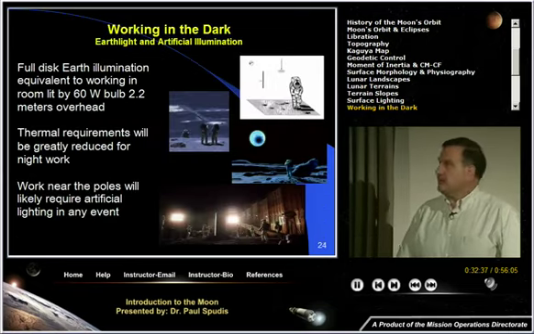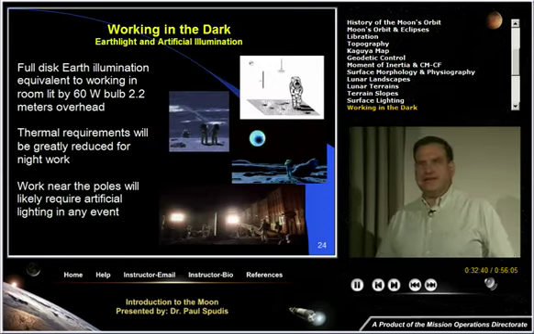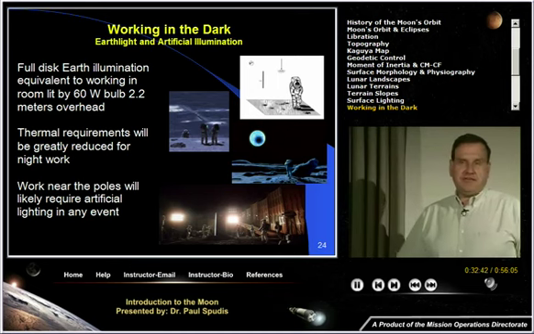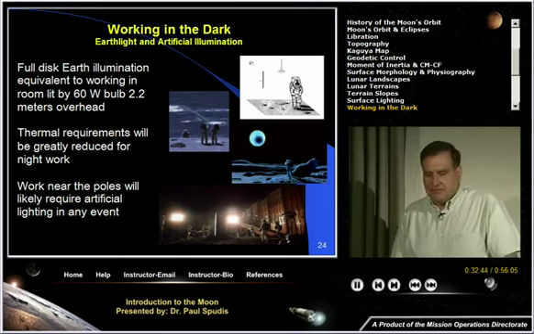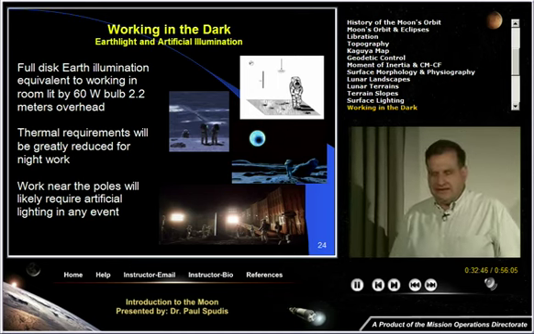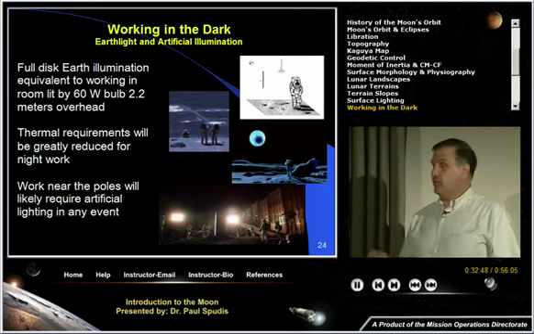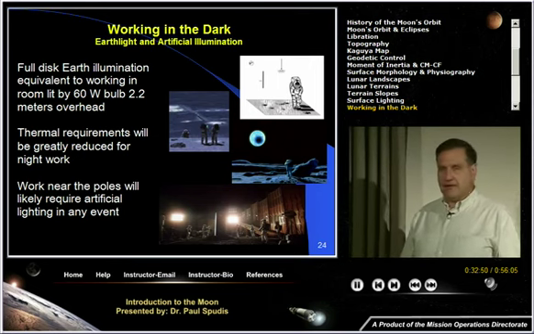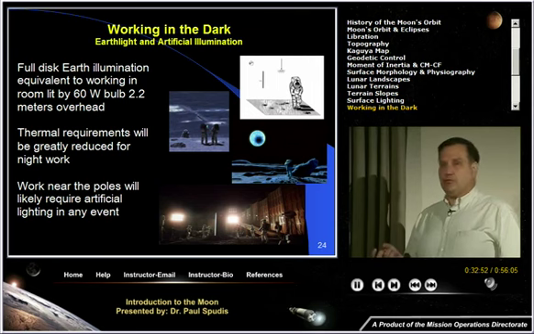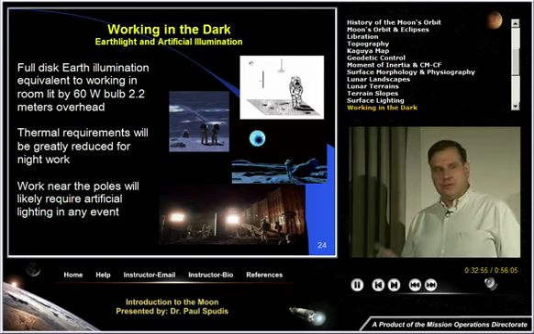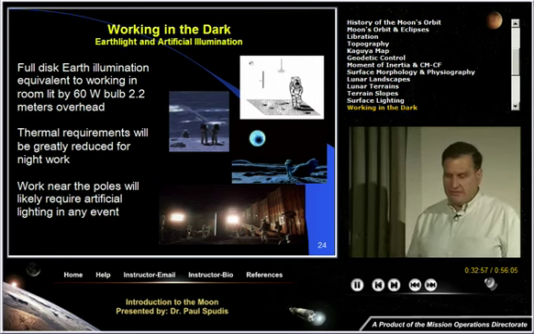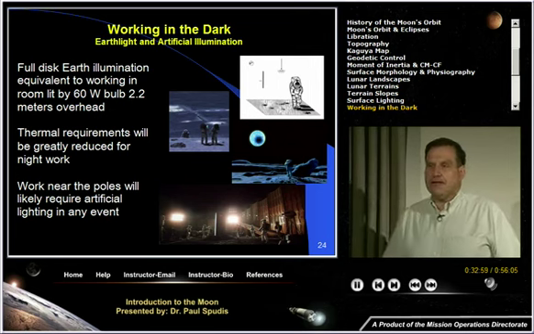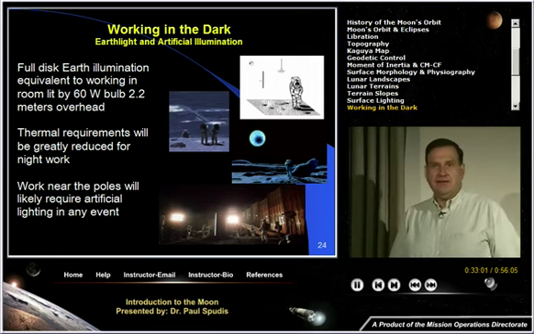Now, can we work in the dark? Well, there are a lot of bits of evidence that suggest that might actually be feasible. Dean Eppler did a study back in the 1990s looking at the effects of a full Earth illuminating the near side of the moon, and he found that it was very similar to working in a room with a 60-watt bulb suspended 2.2 meters overhead. So that's actually quite a bit of light.